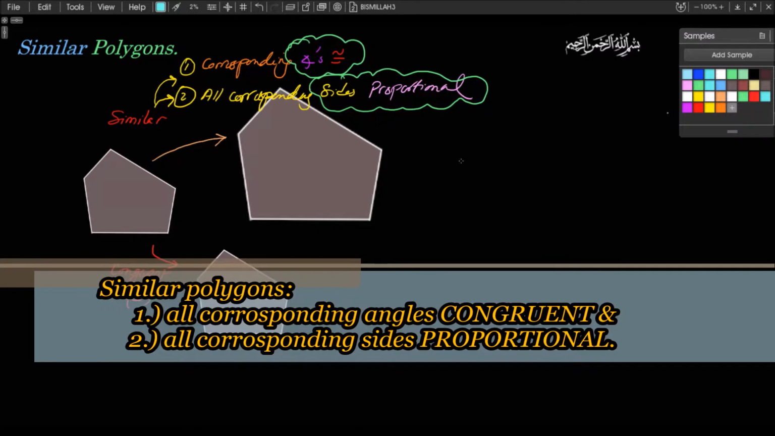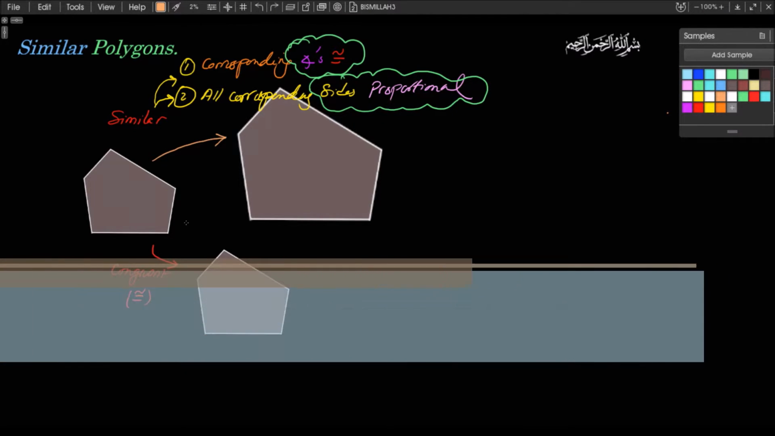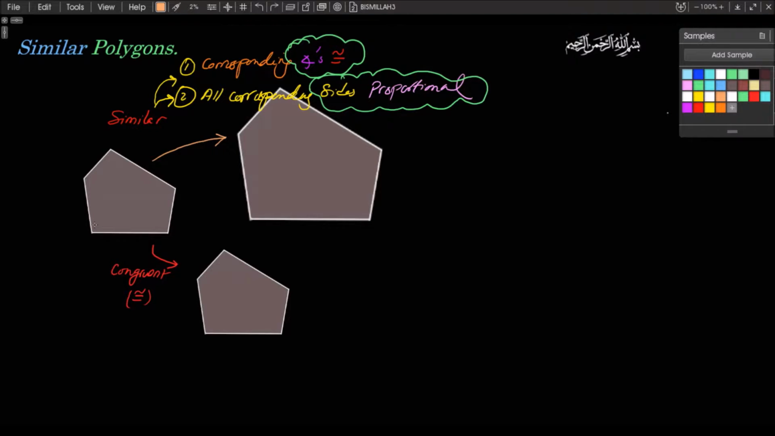Now, what do we mean? First, all corresponding angles being congruent means this angle has to be congruent to this angle, and this angle has to be congruent to this angle over here, and this angle over here has to be congruent to this angle over here, and this angle over here has to be congruent to that angle over there, and finally this angle over here has to be congruent to this angle over here, all corresponding in the particular order. So all corresponding angles have to be congruent.